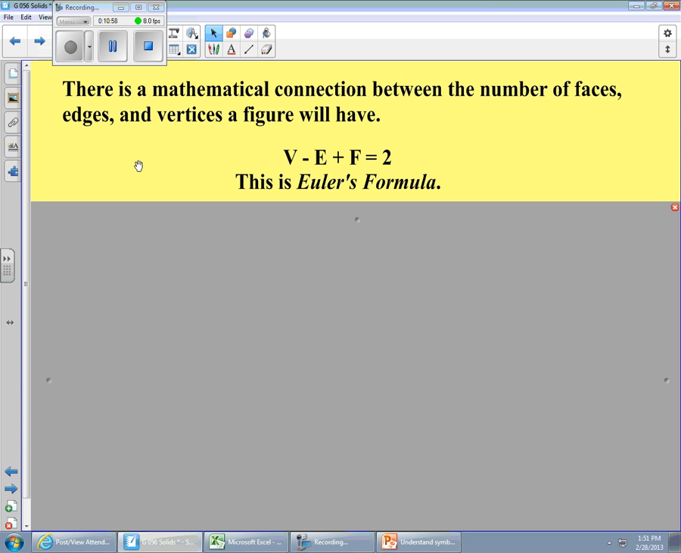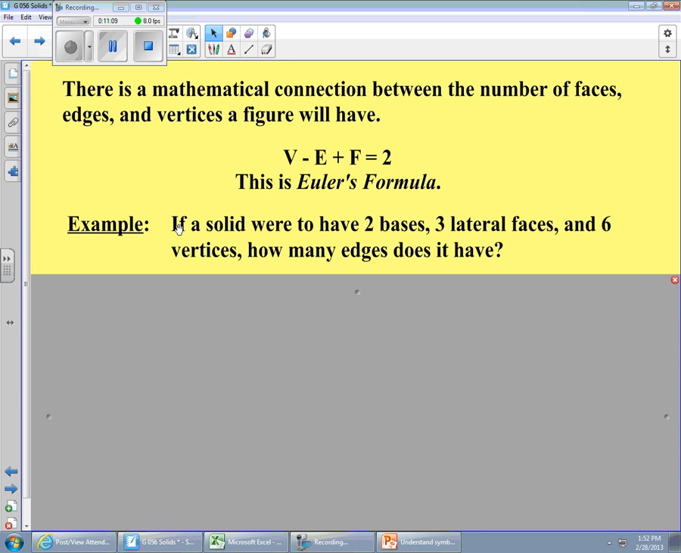Okay, it's not a difficult calculation, and it's not difficult to understand the problems. We just have to be able to remember the formula and then put it to use when we see the problem. These problems look something like this when we run into them. There's really only one screwball thing that they can really even do to us on these questions, and I went ahead and did it to you on this question just so you can see it's not a difficult thing. If a solid were to have 2 bases, 3 lateral faces, and 6 vertices, how many edges does it have?